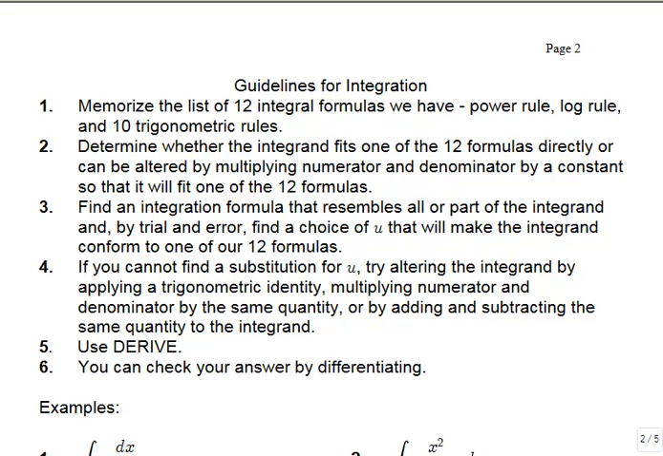Okay, if that doesn't work, then step 2, you're going to determine whether the integrand fits one of those 12 formulas directly or can be altered by multiplying the numerator and denominator by a constant so that it will fit one of those formulas. Step 3, find an integration formula that resembles all or part of the integrand, and by trial and error find a choice of u that will make the integrand conform to one of our 12 formulas.